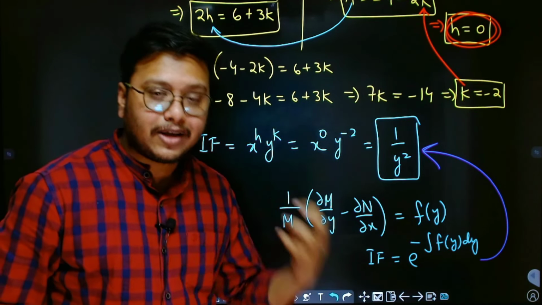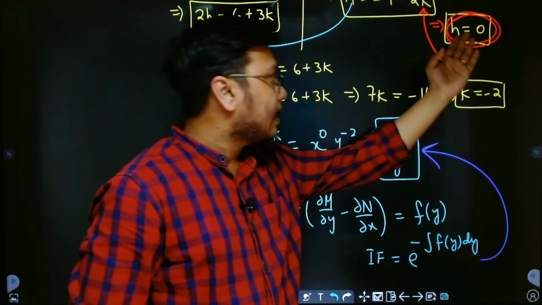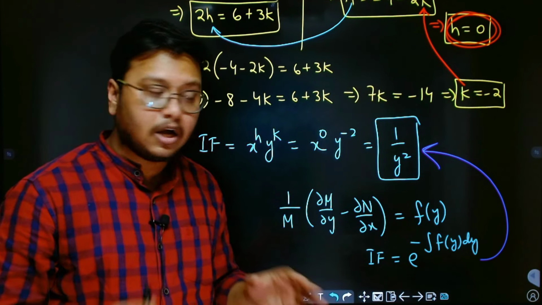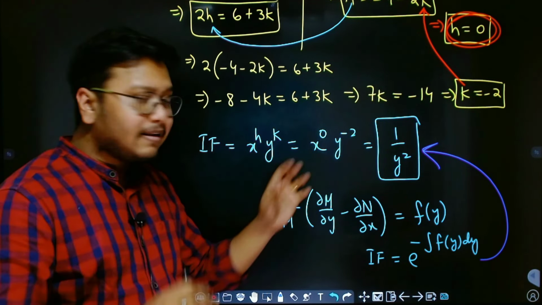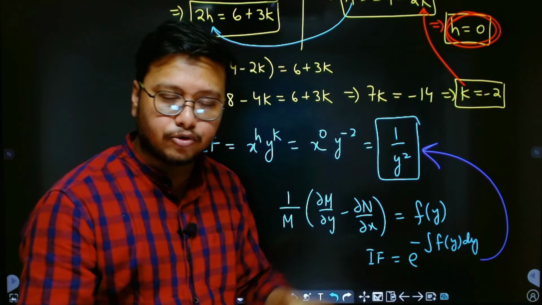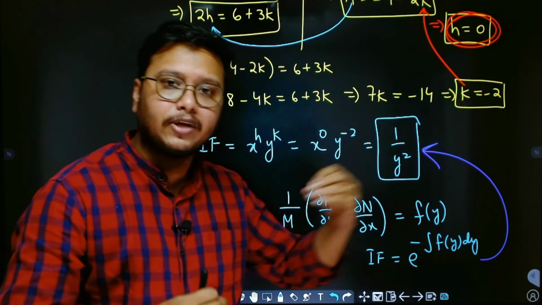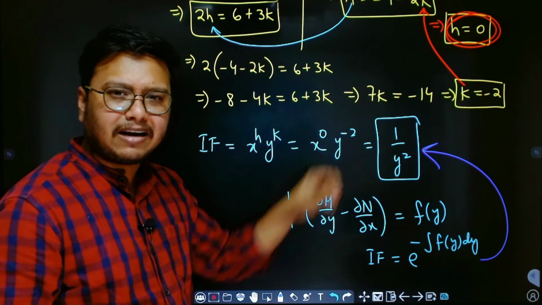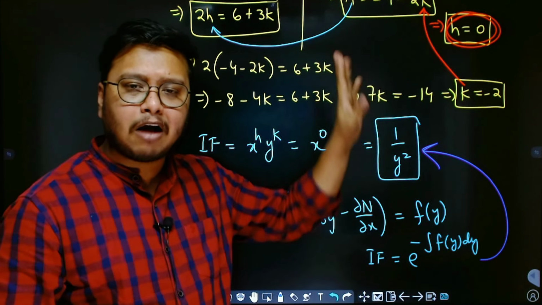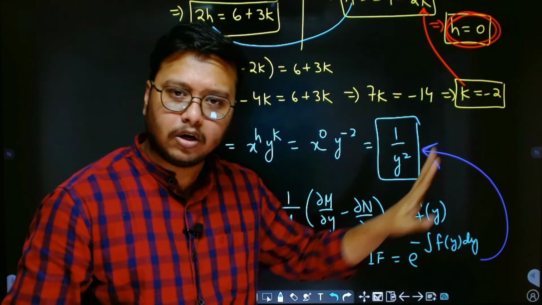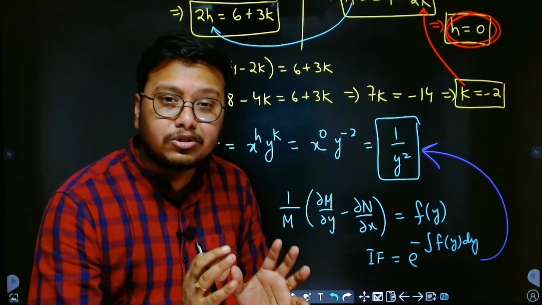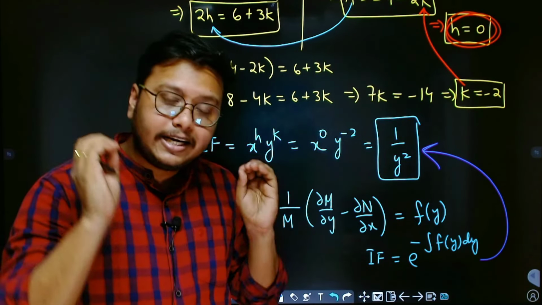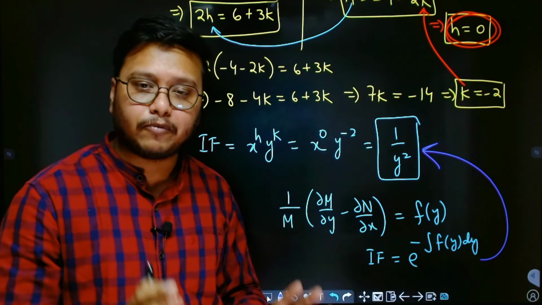But there are going to be questions where none of h and k are going to be 0. Both are going to be non-zero. When both are non-zero, sometimes you'll have fractional values also. h equals some fractional value, k equals some fractional value. If you plug in the fractional values, your integrating factor is going to look like x to the power half, y to the power 3 by 2. Okay, these kind of fractions. So those things you will never get from rule 1 or rule 2 or any other rule. It will be an exclusive rule 5 question.